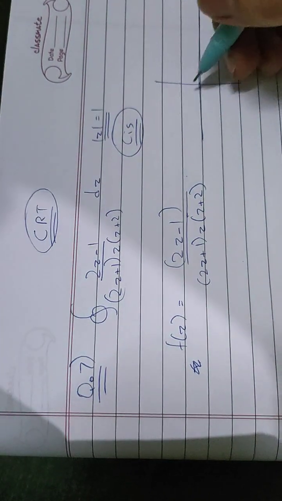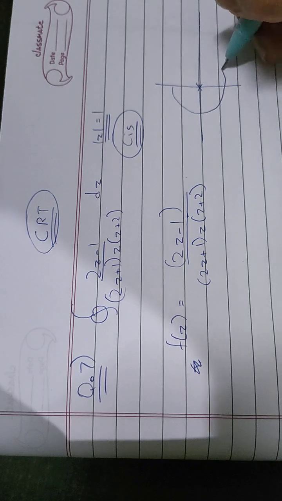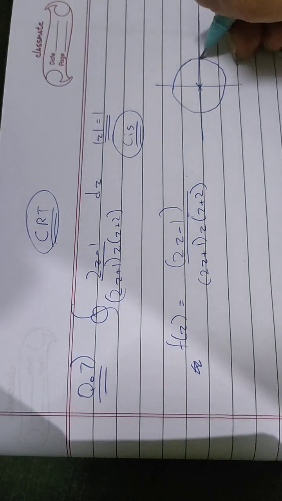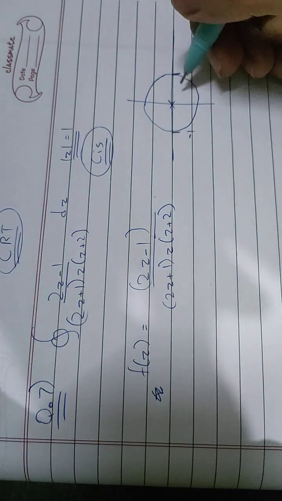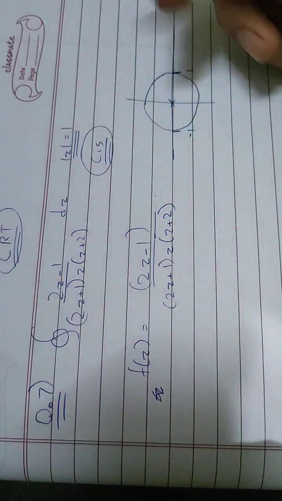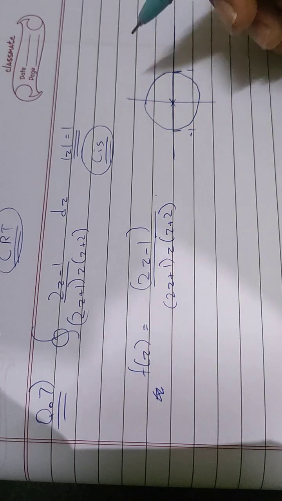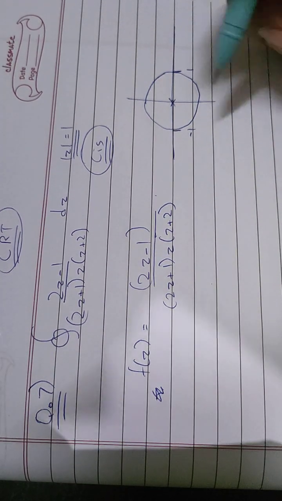Firstly, we have the circle mod of z equal to 1. So everything within this circle, that is from 1 to minus 1, should be analytic. If it's analytic, then the value of the integral is 0. If not, then we need to find the residue about those points.